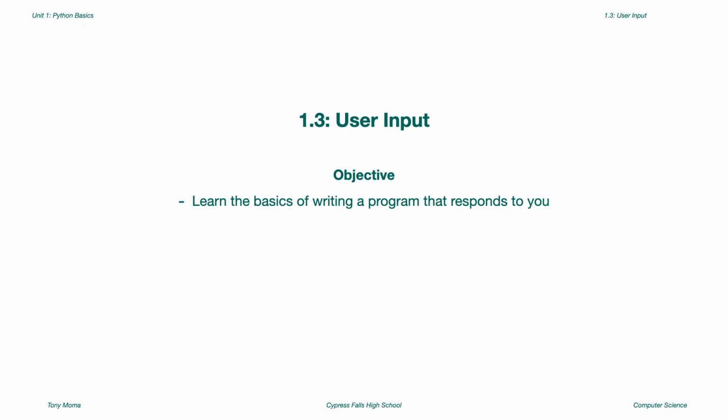User input. In this video, we will learn the basics of writing a program that responds to you. What is user input? User input is information given to a program by a user. The oldest, most classic form of user input is the keyboard. Whenever you press a button, either something happens or a certain character appears on the screen.